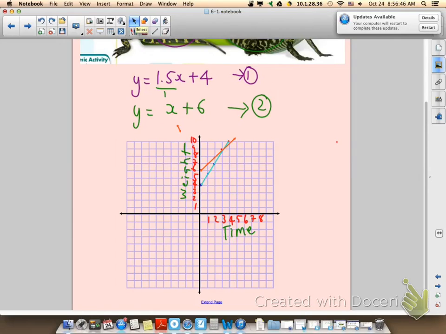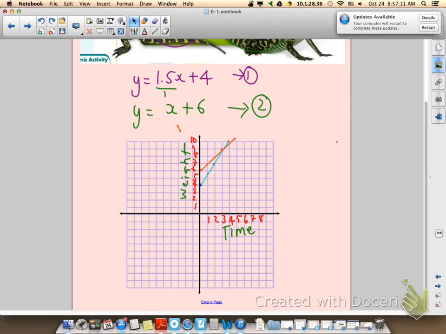No. They have to intersect. Let's see. 9.8? 1, 5.5. 2, 7. Correct? 3, 8.5. 4 is going to be 10. So these points are actually intersecting right there.